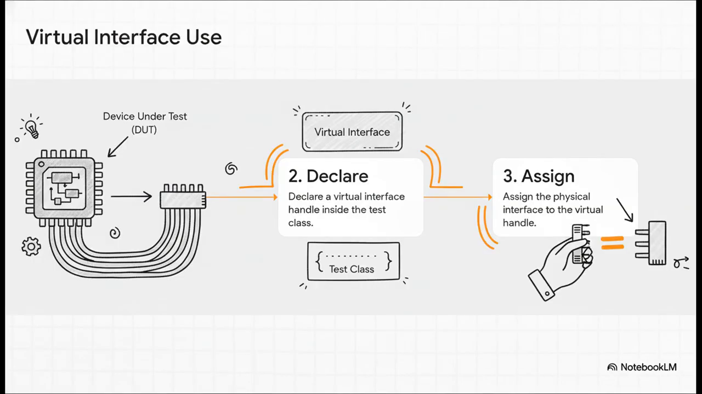And making this bridge work is actually a pretty simple three-step process. First, you connect the physical interface to your chip design. We call that the device under test. Second, you declare a virtual interface, which is really just a placeholder inside your test class. And finally, you assign the real physical interface to that virtual handle. And just like that, boom, your test code has a direct line to actually wiggle the pins on the chip.